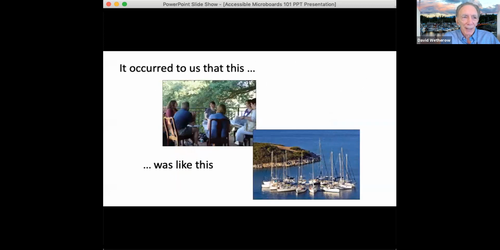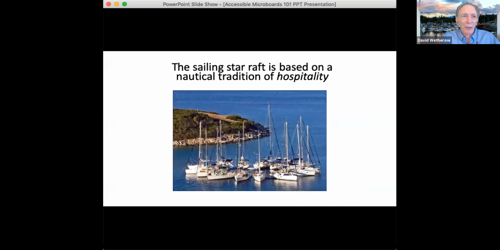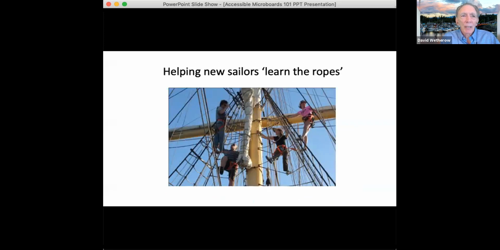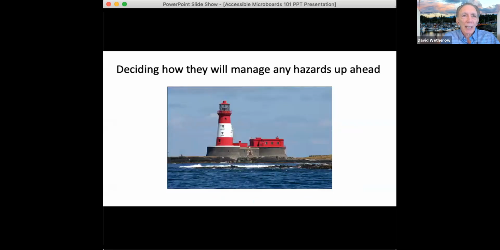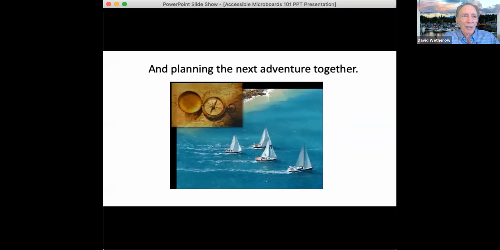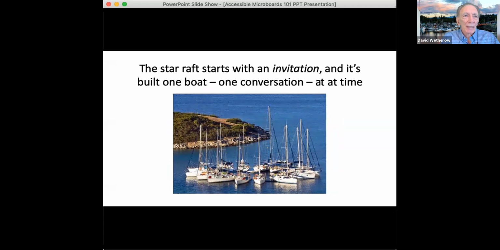We thought it might be a useful metaphor for the circles we were trying to build. It occurred to us that the circle of people was like this, the circle of boats. The sailing star raft is based on a nautical tradition of hospitality, people sharing connections and what they carry on board. And we think their connections are our connections in community, and what we carry on board are our interests, our gifts, our skills, our capacities, the things that we strive for. Helping new sailors learn the ropes, deciding how to manage any hazards up ahead, identifying interesting places to visit. We'll talk more about that in a few minutes, and planning the next adventure together. The star raft starts with an invitation, and it's built one boat, one conversation at a time.